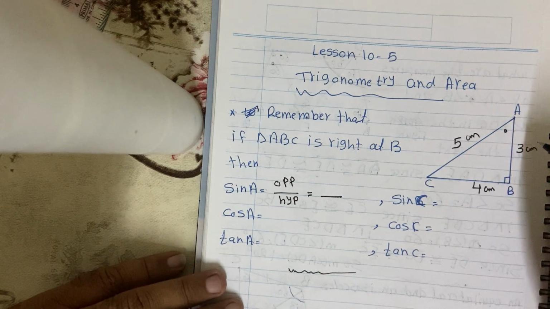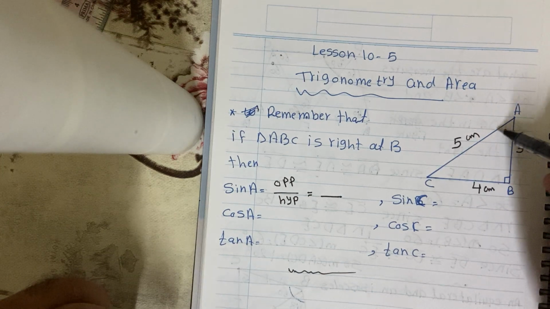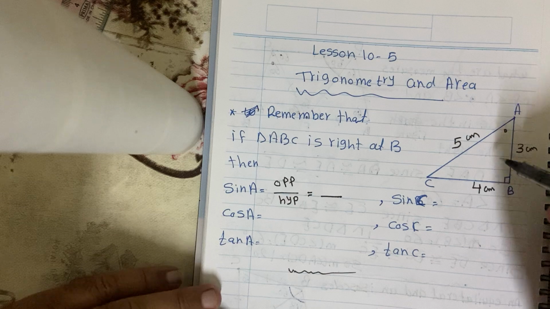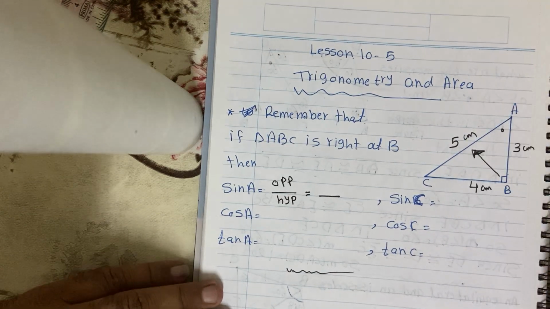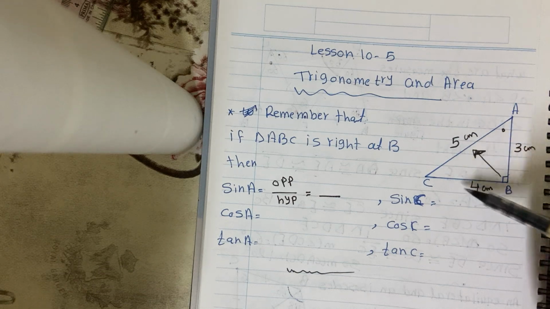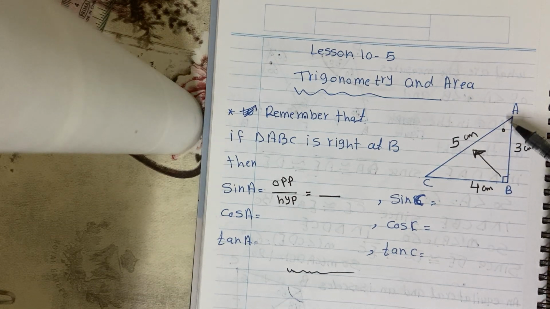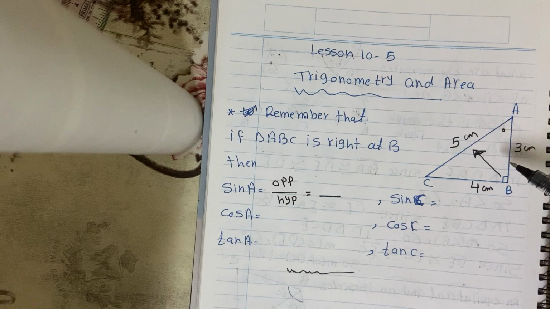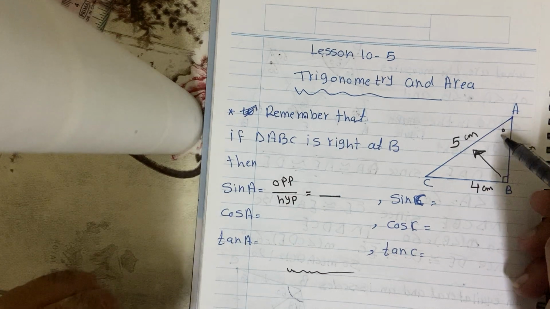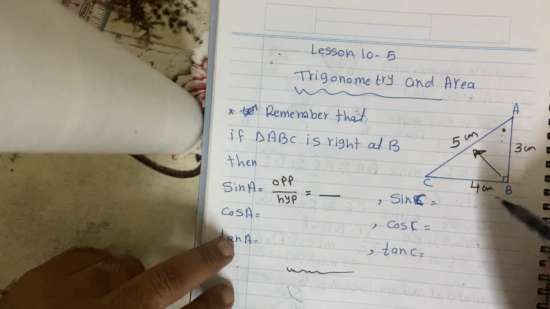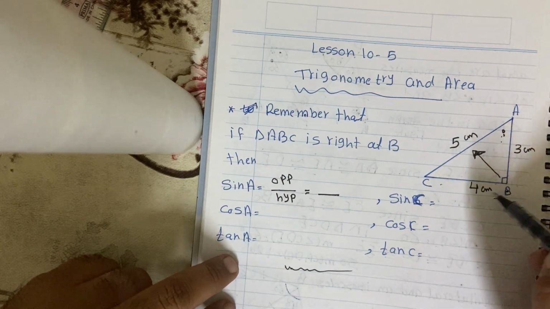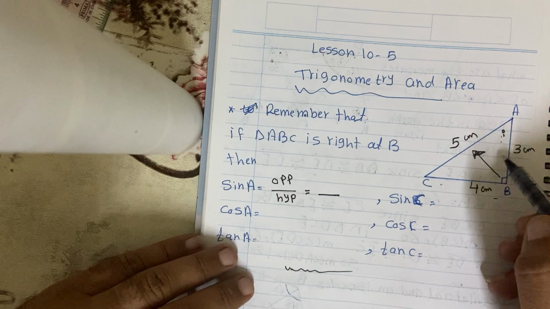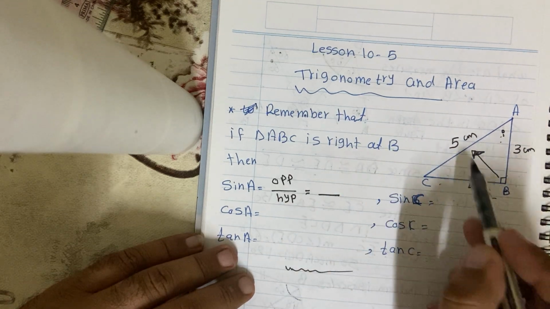Where is the hypotenuse here? The hypotenuse is the side which is opposite to the right angle. The side which is opposite to the right angle is called the hypotenuse, or the longest side in the triangle. So the hypotenuse here is 5. And the opposite to angle A is BC, the other two letters. So it will be 4 over 5.